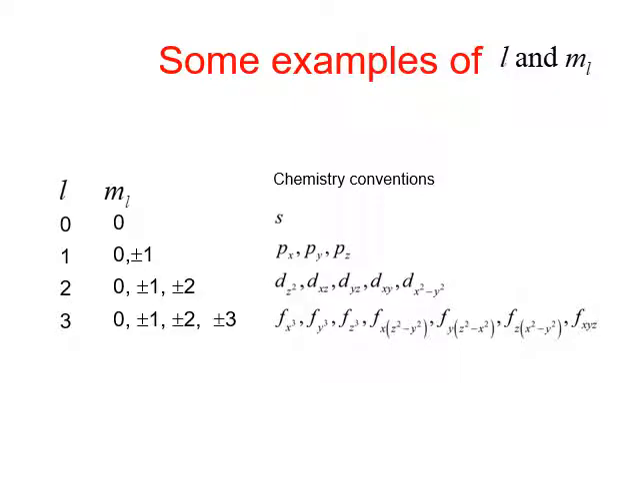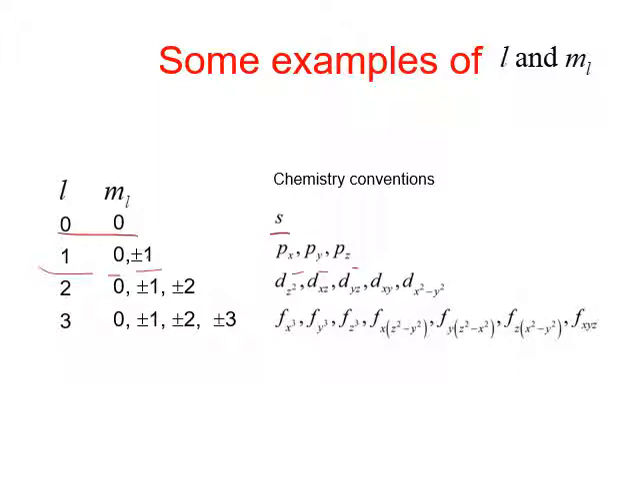Here are some examples of possible L and M. The smallest L can be 0, and the possible M can be 0. And the wave function is s orbital. You only have one wave function. Now when L equals 1, M can be 0, M can be 1, M can be negative 1. So you have 3 combinations. They call them Px, Py, Pz along 3 orientations.